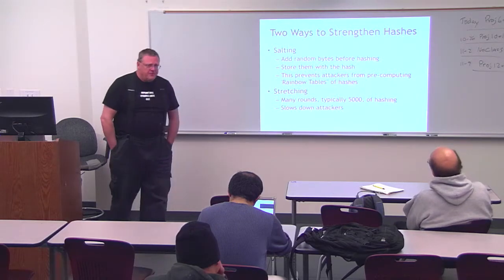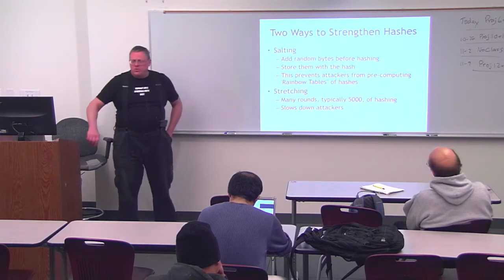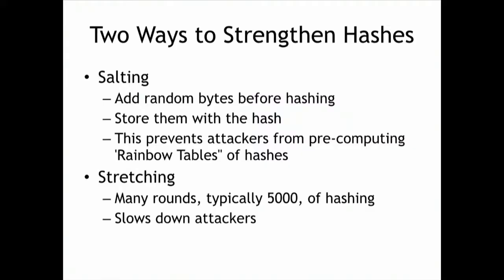So to make it slower, you do stretching, where you don't just do one round of MD5, you do something like 5,000 rounds of MD5. That means the attacker has to do 5,000 times as many computations to get through the same word list, and that slows them down.